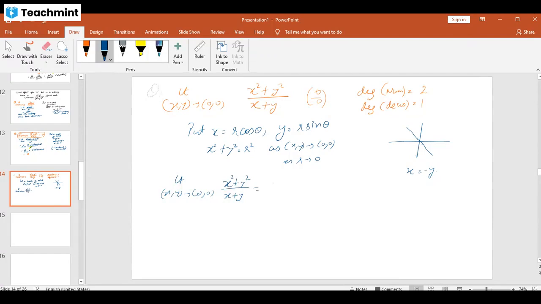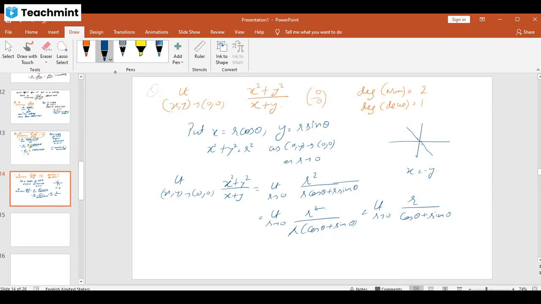Now this is equal to the limit as r approaches 0 of r square upon (r cos theta plus r sin theta), which is the limit as r tends to 0 of r square upon r (cos theta plus sin theta). So this r and r get cancelled out. Now here r approaches 0. But the problem is cos theta plus sin theta can be 0.